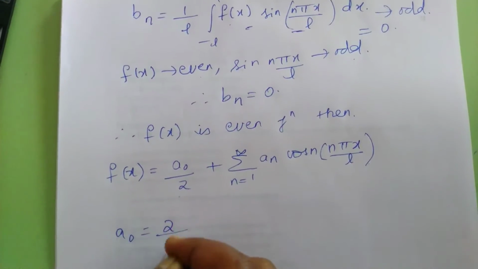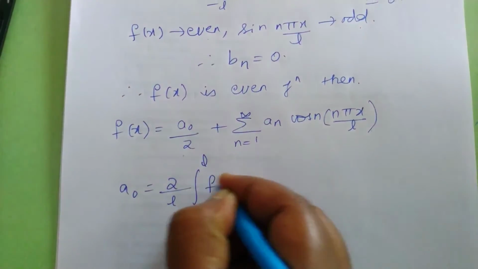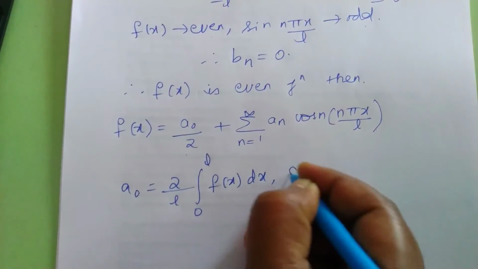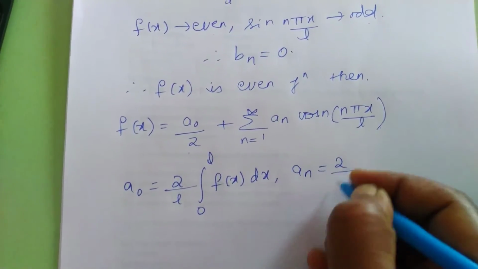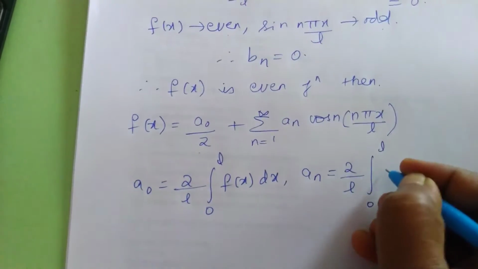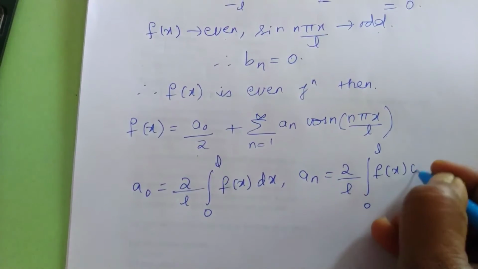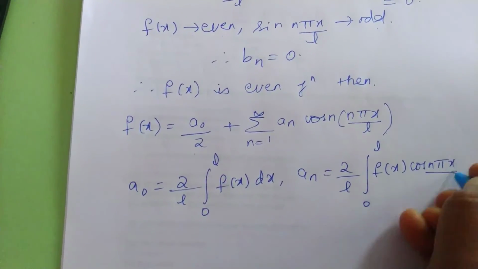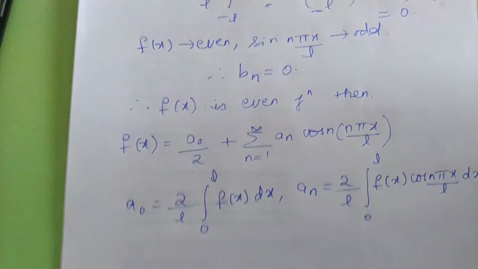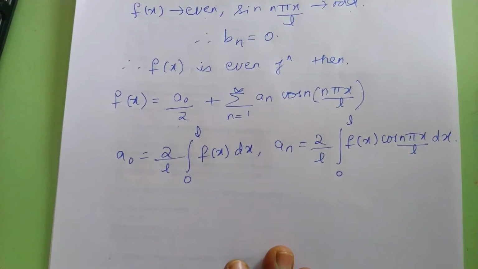a0 is 2 by L integration 0 to L f(x) dx, and an is 2 by L integration 0 to L f(x) cos(n pi x by L) dx. So we arrived at this formula.